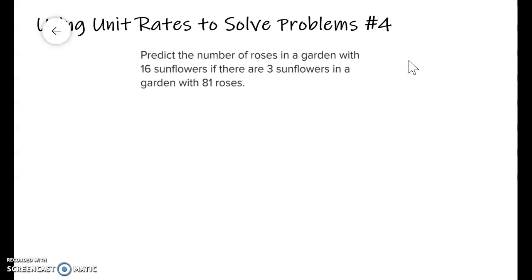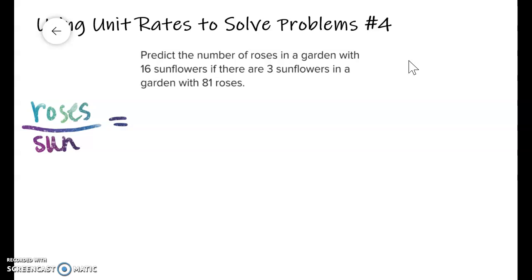It says, predict the number of roses in a garden with 16 sunflowers if there are 3 sunflowers in a garden with 81 roses. So they give us the rate as sunflowers to roses, but we can flip that around. Again, I always like to put the larger number on top. It's just what I'm comfortable with. So I'm going to go ahead and put roses on top and sunflowers on bottom.